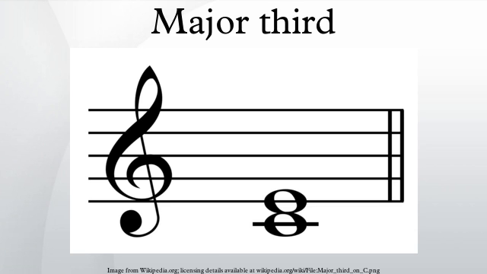A diminished fourth is enharmonically equivalent to a major third. For example, B flat to D is a major third. But if the same pitches are spelled B and A sharp, the interval is instead a diminished fourth. B to A flat occurs in the C harmonic minor scale.